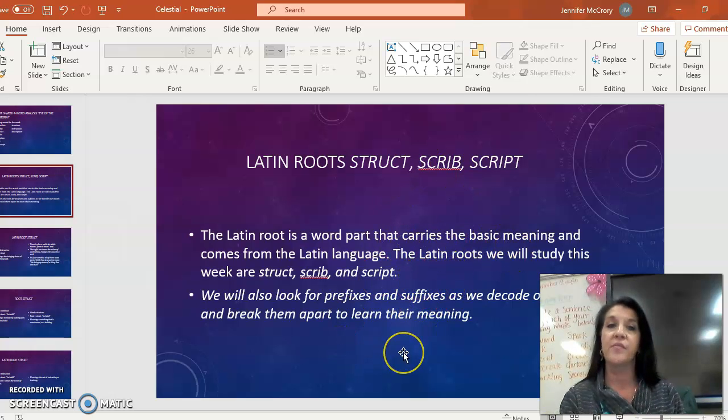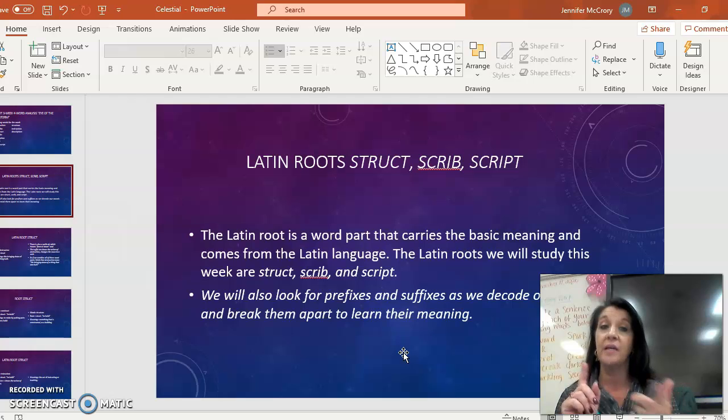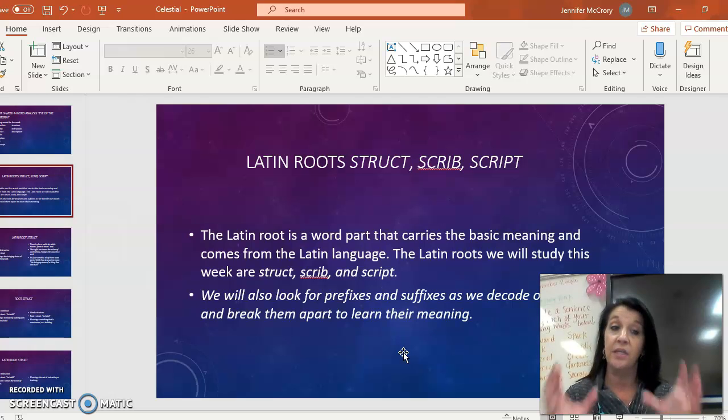Let's refresh ourselves that the Latin root is a word part that carries the basic meaning, and it comes from our Latin language. The Latin roots that we will study this week are struct, scribe, and script. We're also going to look for different prefixes and different suffixes as we decode our words, and we're going to break them apart to learn their meaning. That's always important. Not just learning how to spell them, increasing our vocabulary is always important to make sure that we become better at reading and learning our words as well.